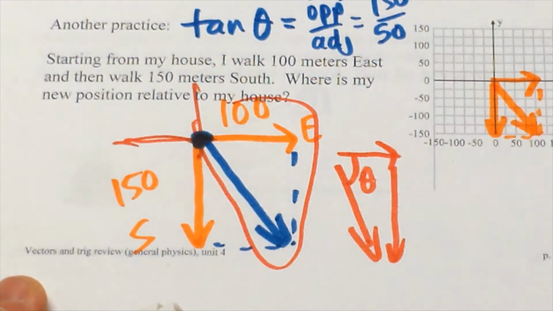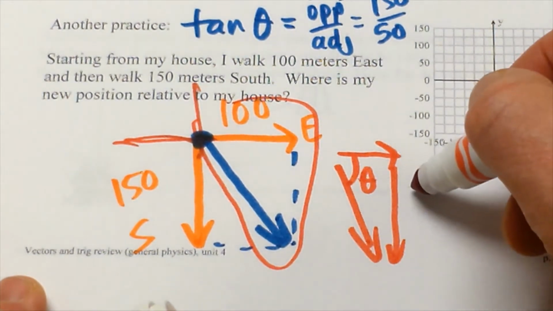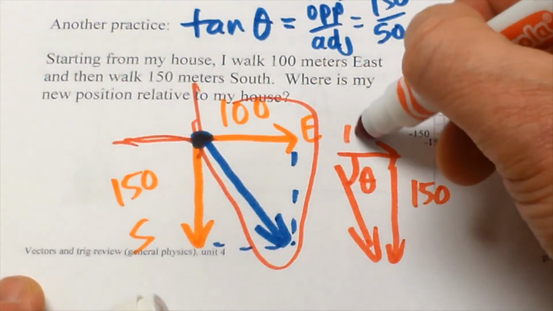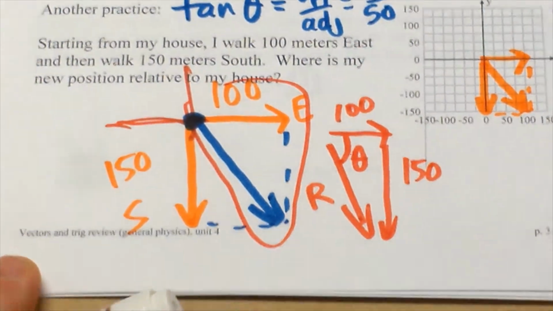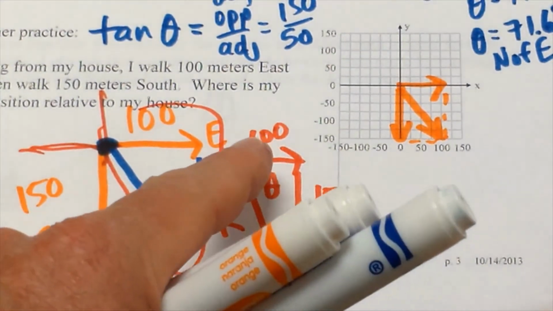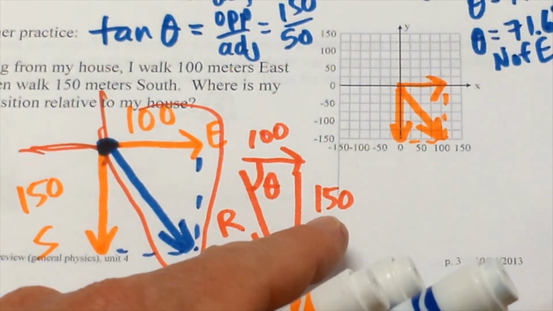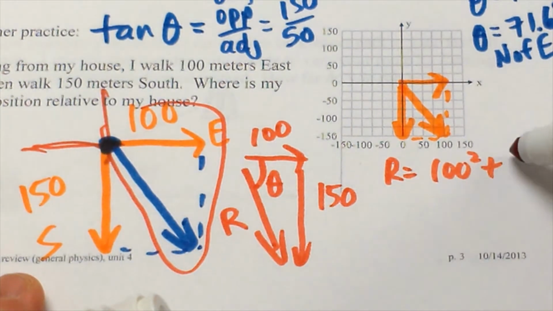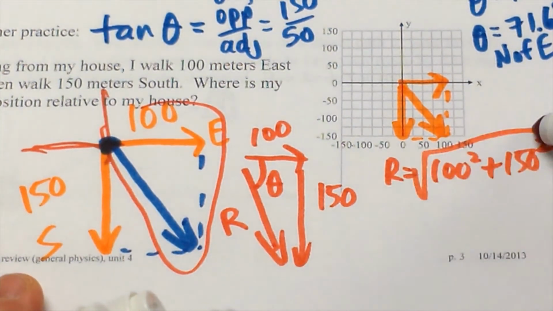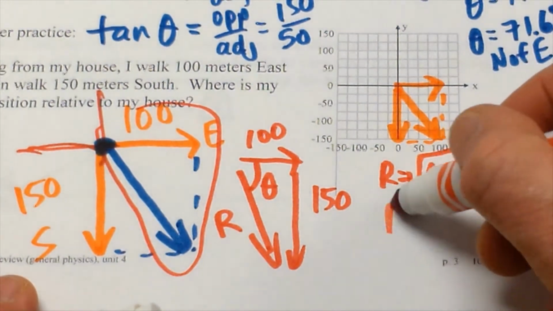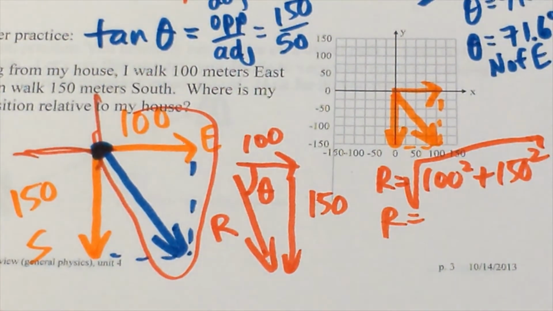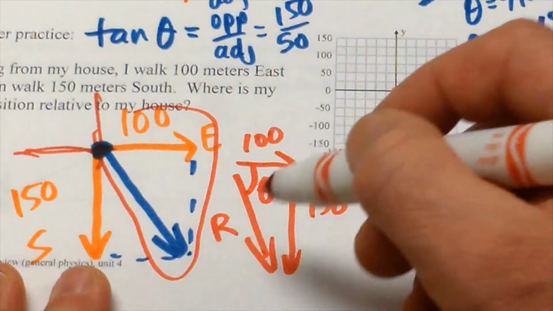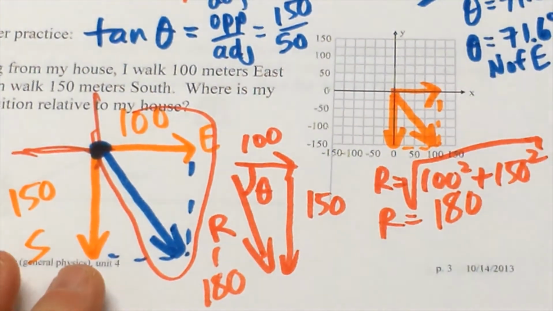There's your theta here. This then would be 150. This is 100. So my Pythagorean theorem would be 100 squared plus 150 squared, and take the square root of all that stuff. Okay, you see that? Okay, so use your calculator again to find the Pythagorean theorem. I end up getting about 180. So again, what does that 180 mean?